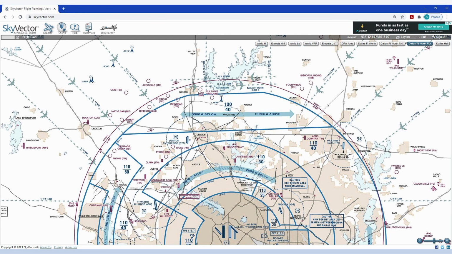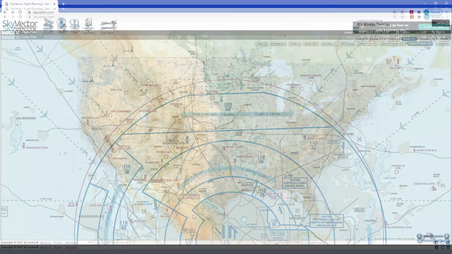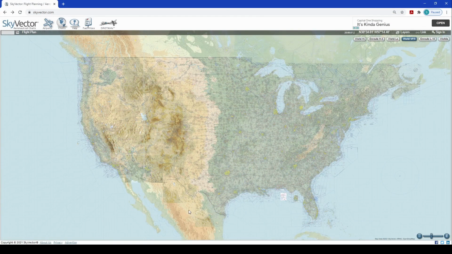So let's talk a little bit about how you actually use the Skyvector site to look at charts. So when you first load into Skyvector, it's just skyvector.com. You don't need a www. It will probably load you into a chart like this that's just kind of an overview of the United States.